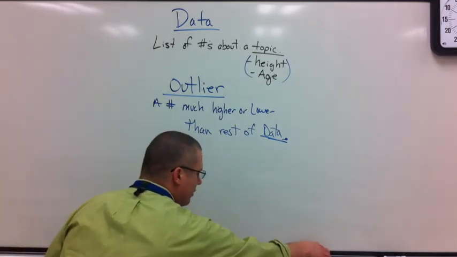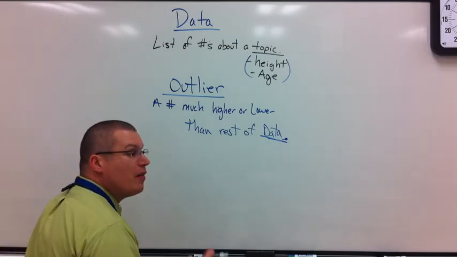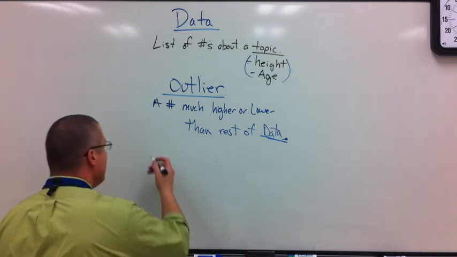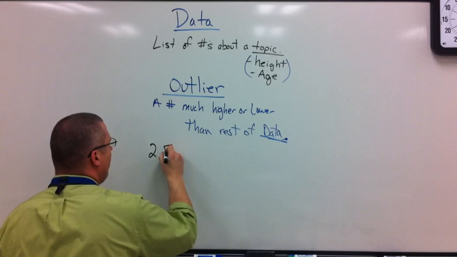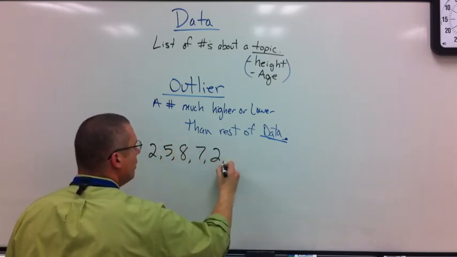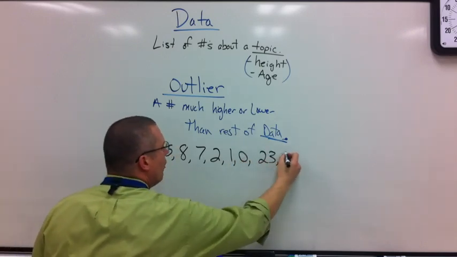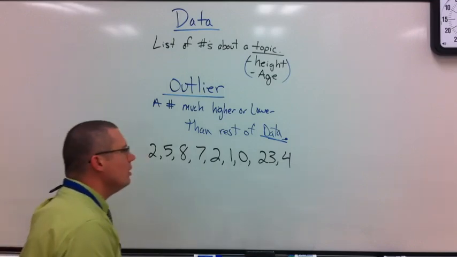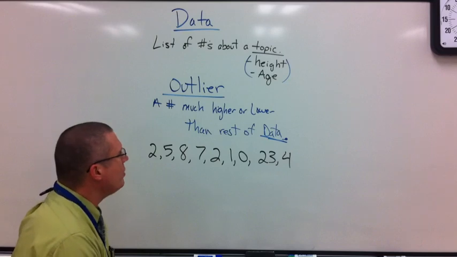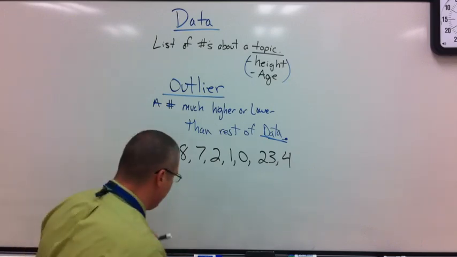So for instance, here's a set of numbers. This is number of brothers and sisters that people have at home. In other words, number of siblings kids have. 2, 5, 8, 7, 2, 1, 0, 23, 4. So the question is, which number is the outlier? Which number is a lot higher or a lot lower than the rest of the data?